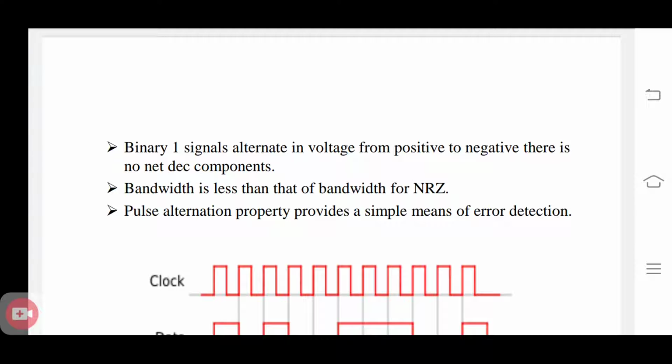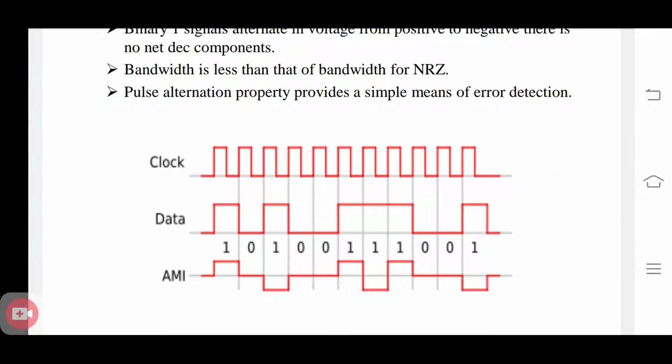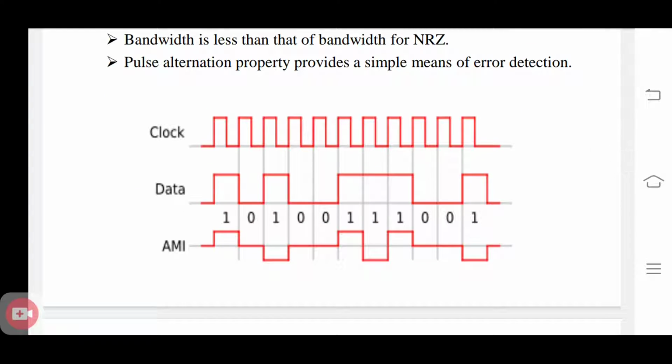So how do we represent the data in signal form in bipolar AMI? The first is a clocking mechanism. We have the data 10100111001. That is the digital data that is used for encoding in bipolar AMI. So how to represent it in bipolar AMI?